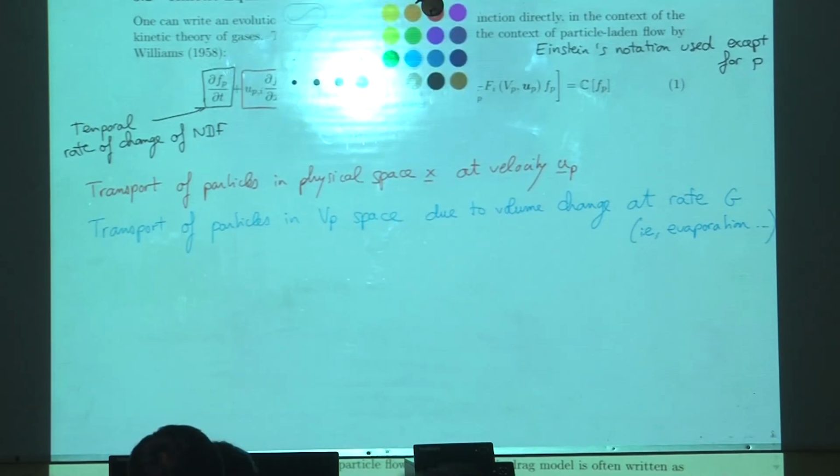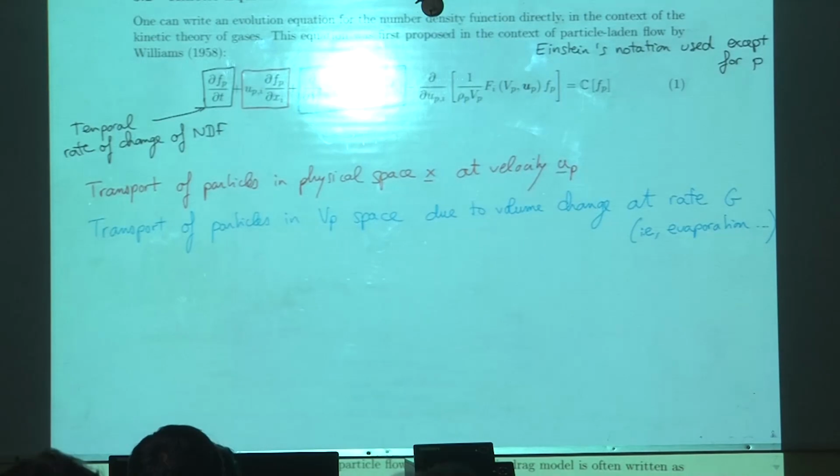The next term is the same story, but this time in velocity space. So now we are differentiating with respect to each component of up. So now we're saying transports in the x velocity of the particle, the y velocity of the particle, and the z velocity of the particle. At what rate is this happening? Well, it is happening at a rate that's going to be controlled by the rate of velocity change. That will be literally the particle acceleration that we will express in the form of drag.